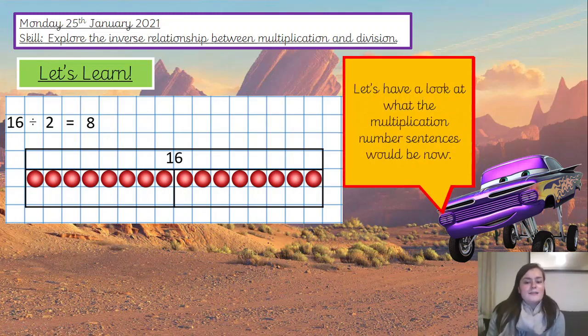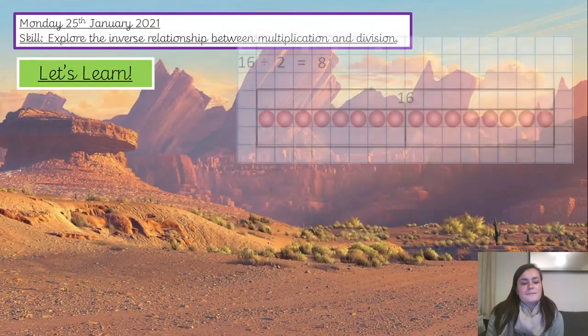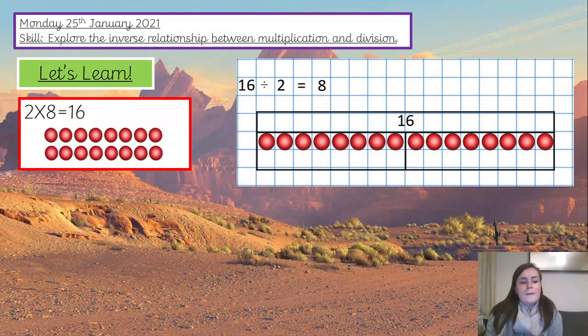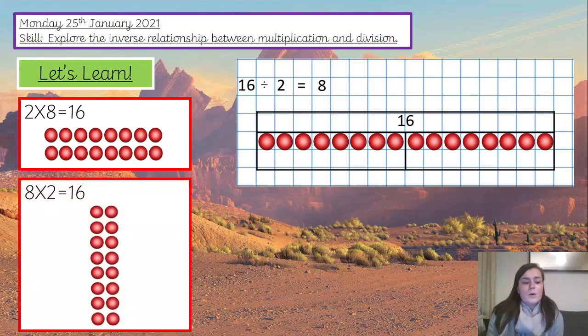So now let's have a look at what the multiplication number sentences would be. So the inverse number sentences, now we're swapping it to look at multiplication. So that's our division number sentence, that's our bar model. But using our arrays that we practiced all the way back in week 1, we could look at our multiplication number sentences. So we could have 2 times 8 equals 16, or 8 times 2 equals 16.